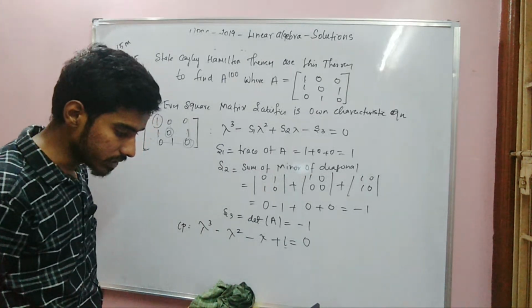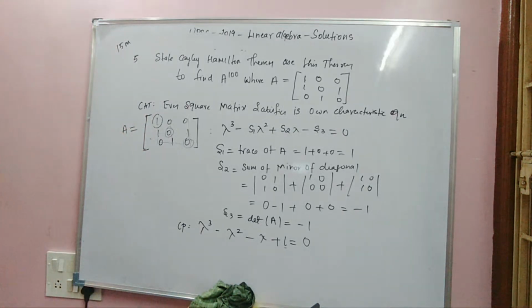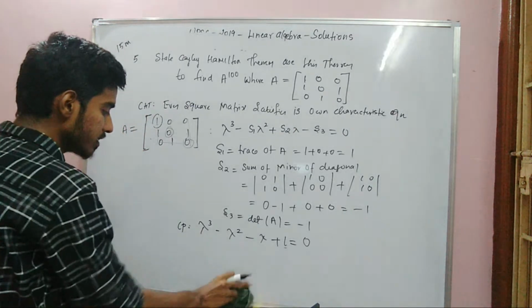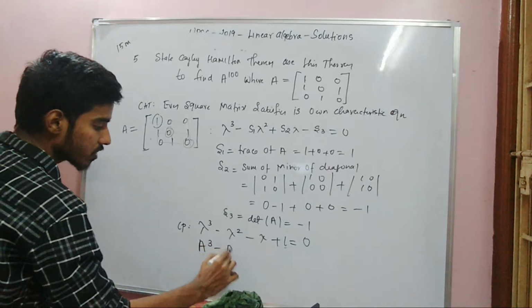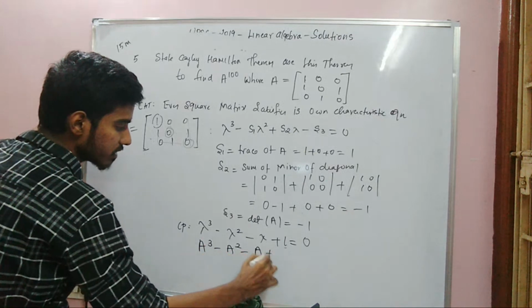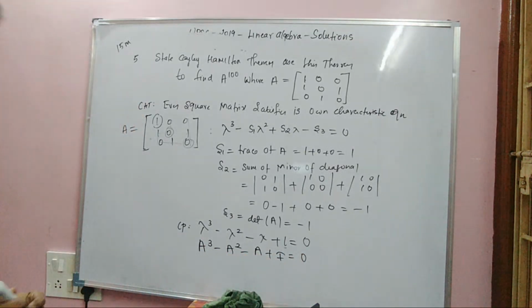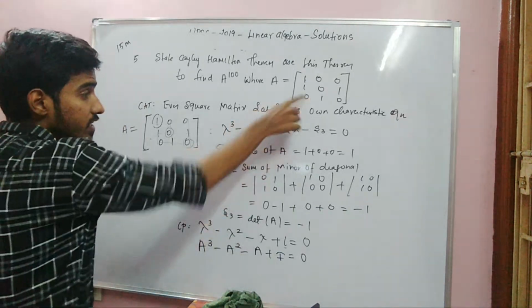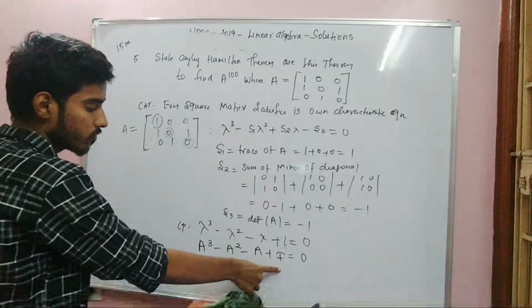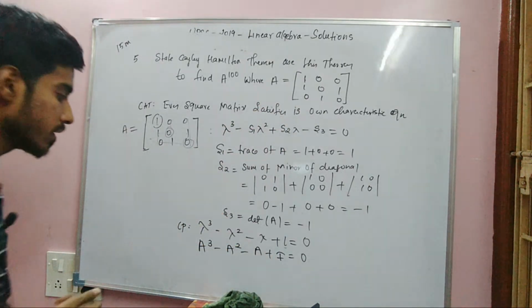So what does the Cayley-Hamilton theorem say? Cayley-Hamilton theorem says that every square matrix satisfies its own characteristic equation. That means in place of lambda we substitute A. We have A cube minus A square minus A plus I is equal to 0. You have to write the constant as I. Now you find A cube, you find A square, you find A and then you find I. You perform this operation, you will get a 0 matrix as your answer.